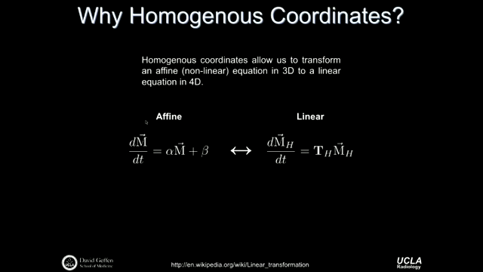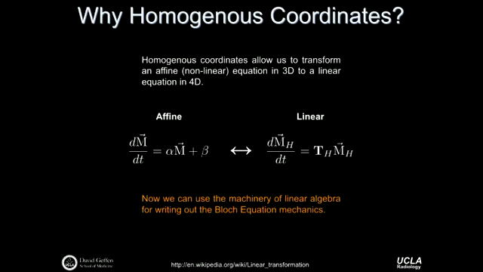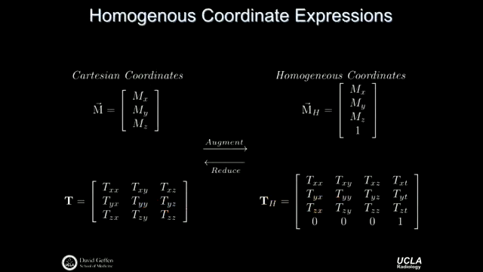And so we're going to go from a 3D description, the affine transformation here, to using the homogeneous coordinate expressions, which is what the H subscript denotes. This is a way of compactly describing these transformations that gives you, I think, a much easier way of using them in MATLAB. So the advantage is that we can now use the machinery of linear algebra for writing out the Bloch equation mechanics. And we don't have to worry about being nonlinear and having to keep track of multiple steps in any kind of simulation that we do.